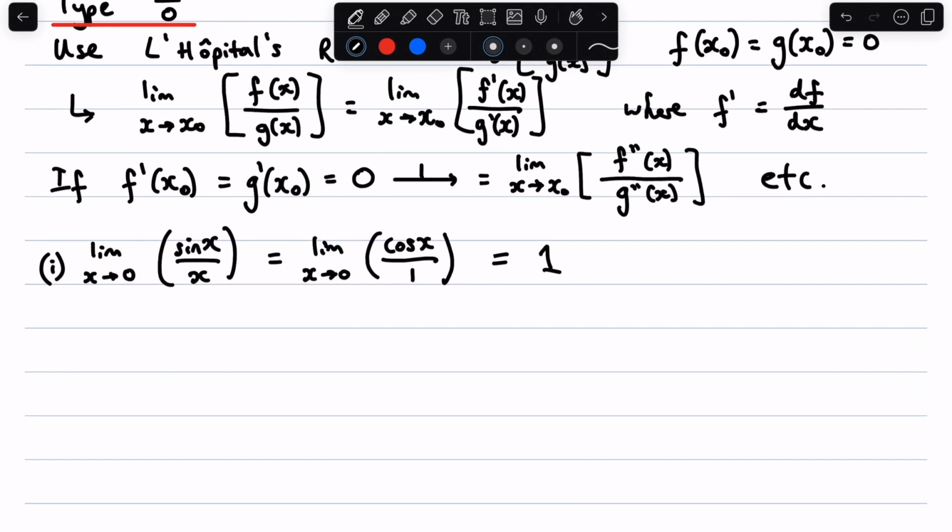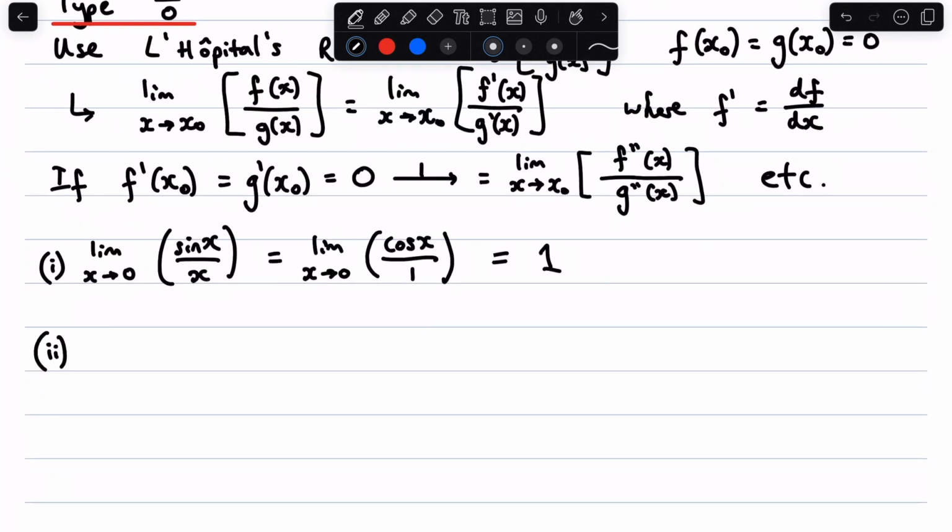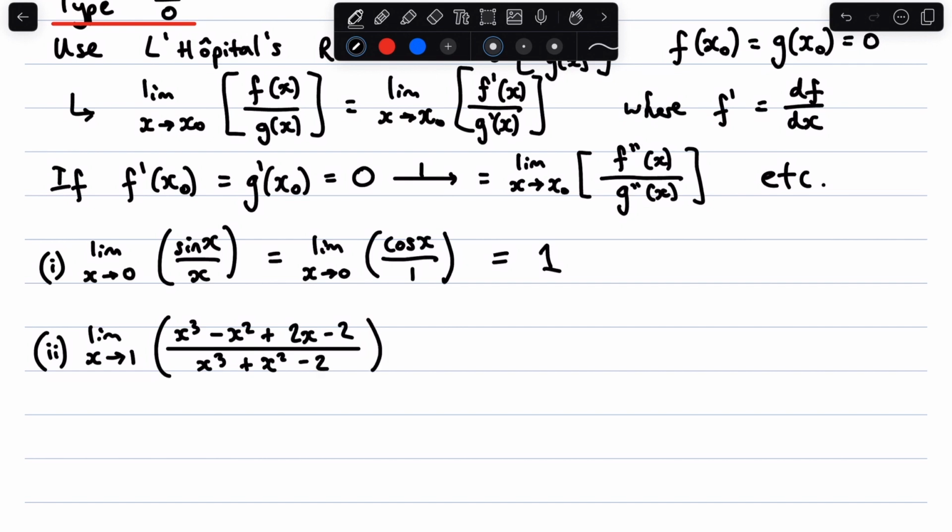And another example could be this function. So in the limit as x tends to 1 of x cubed minus x squared plus 2x minus 2, all divided by x cubed plus x squared minus 2. This is again a 0 divided by 0 limit, so as x tends to 1, we have 1 minus 1 plus 2 minus 2. So those cancel and those cancel, so we have 0 on top. And then on the bottom we have 1 plus 1 minus 2, which is again 0.